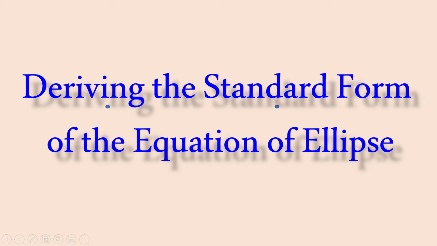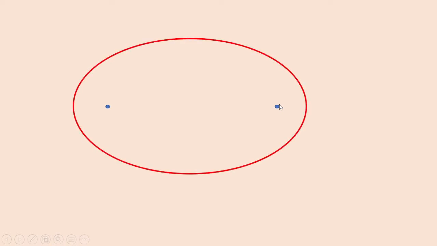This video shows how to derive the standard form of the equation of a horizontal ellipse centered at the origin. Let's see, these are the fixed points, and this is our ellipse. This is the major axis, and this is our minor axis. And this is the center.